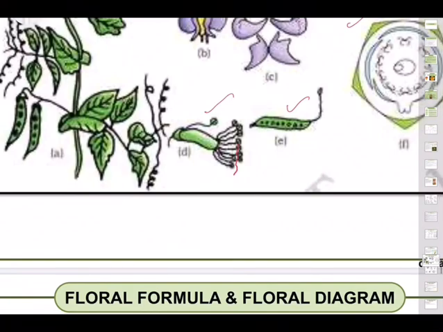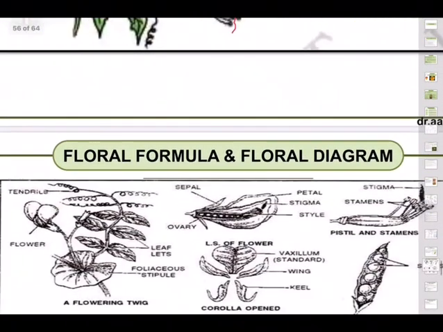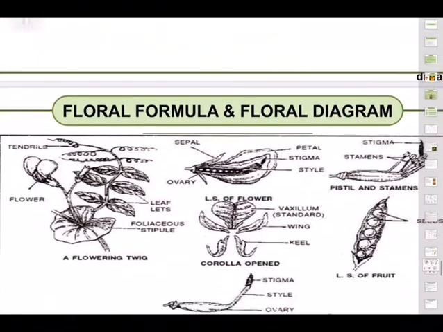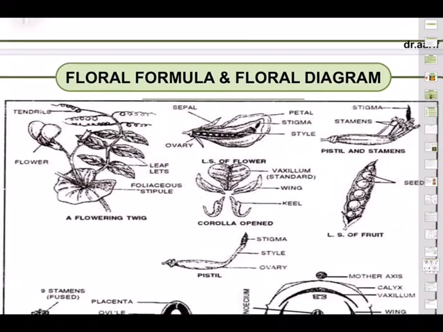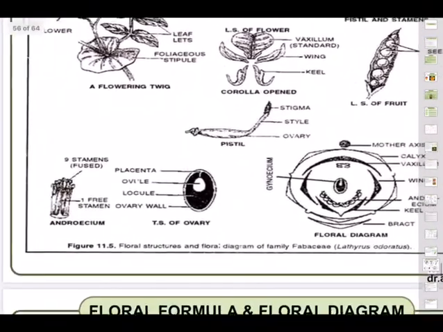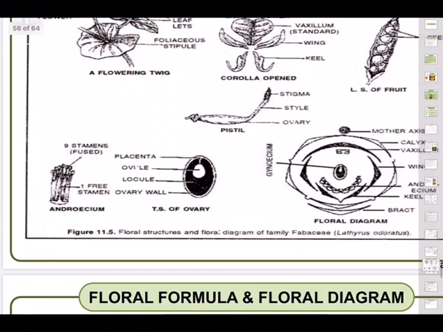And further, in the next family, we are going to talk about how you write this. So this is how the floral diagram will be. You can see the placenta here, TS of ovary we have taken, and the same thing we are representing here. Okay, so the floral structure and floral diagram will be like this.